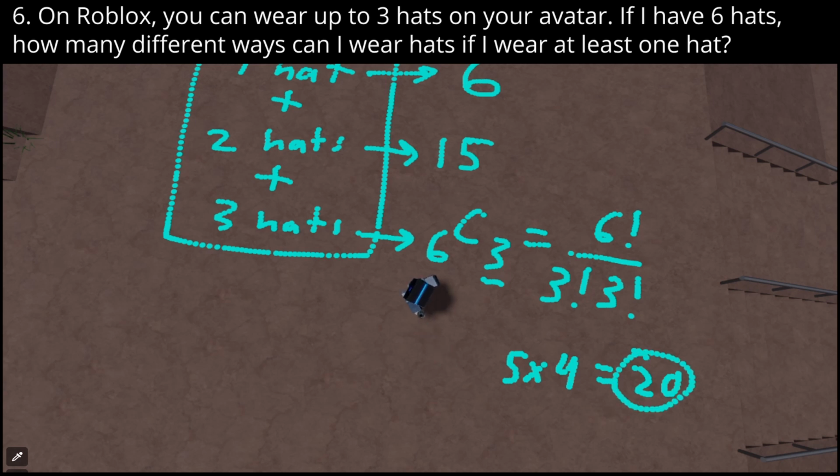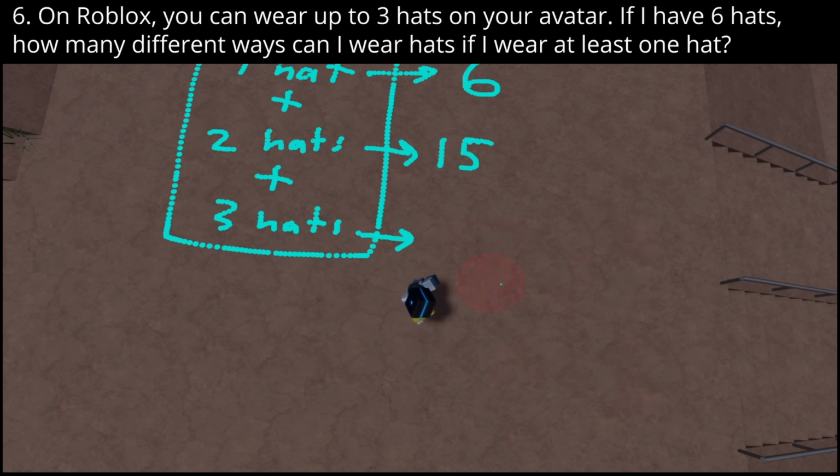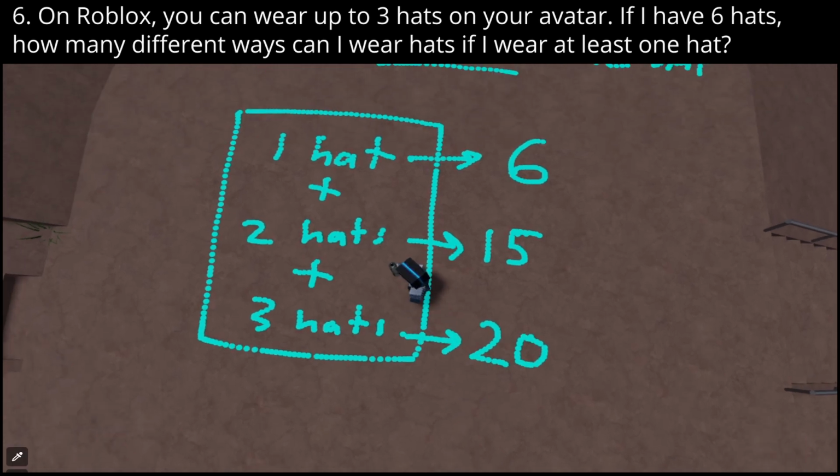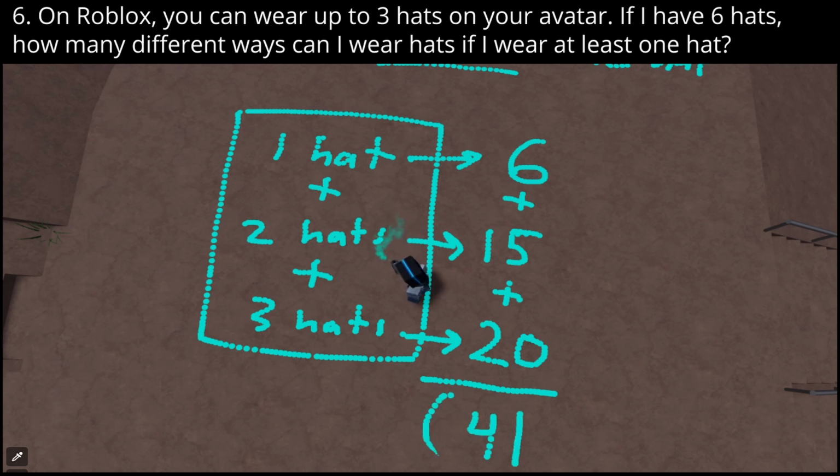So all this says is that if you're choosing 3 hats out of 6 options to wear, there's 20 different ways you can do that if the order doesn't matter. So I'm going to fill in a 20 here. And now all we need to do is just add up these numbers. So there's 6 ways to choose 1 hat, there's 15 ways to choose 2 hats, and there's 20 ways to choose 3 hats out of 6 total hats. If you add all those up, 20 plus 15 plus 6 is just 41. So if we have 6 hats, and I can choose either 3 hats, 2 hats, or 1 hat, there's 41 ways you can wear these hats.